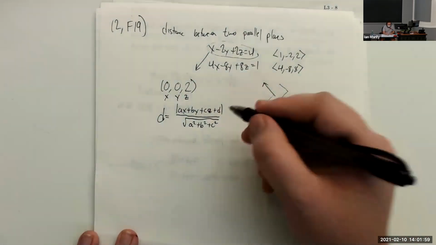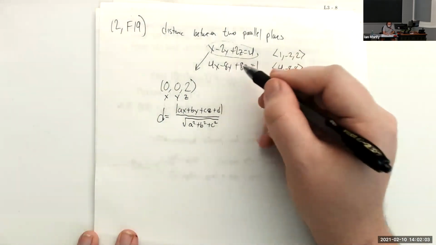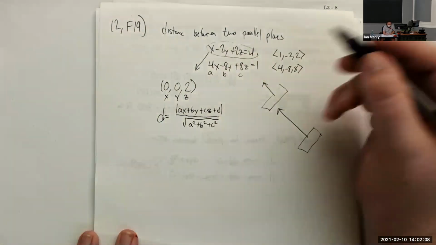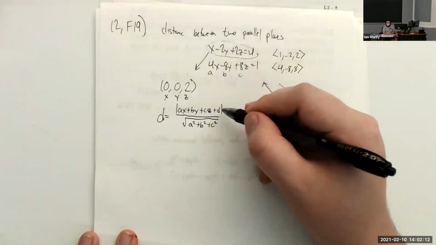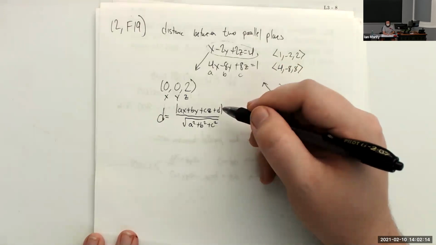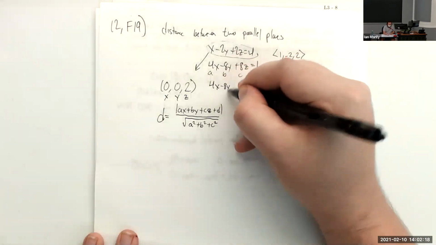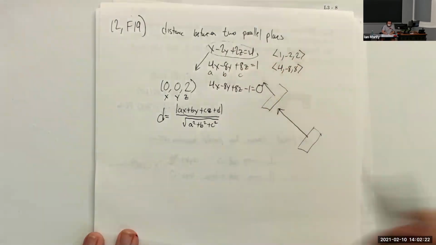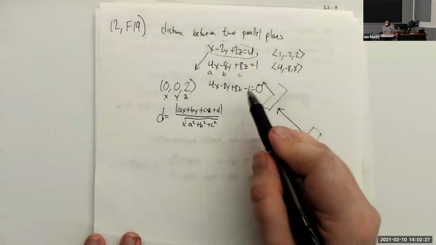All right, so then what's a, b, c, and d? Well, a, b, and c are going to be the values of the normal vector for the other plane, and then d is the constant. Now, this d right here assumes that the constant will be on the same side as your a, b, and c. So we technically need to rewrite this a little bit before we can do the formula here. There we go. So our d is actually going to be -1. You need to get -1 over here.